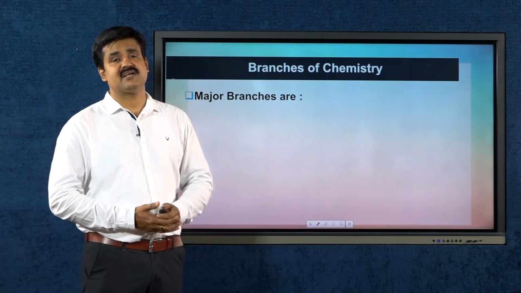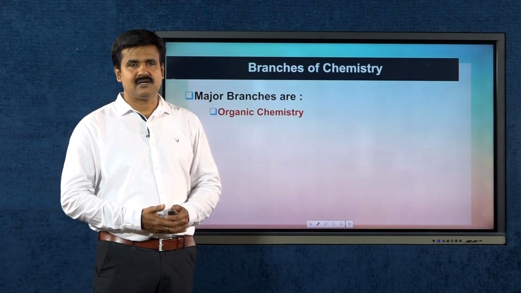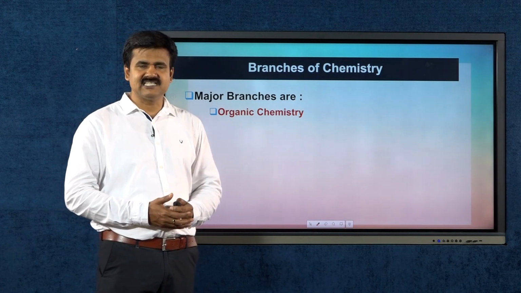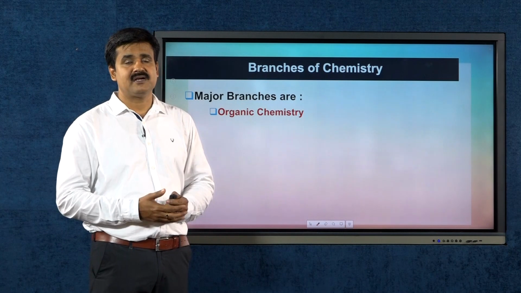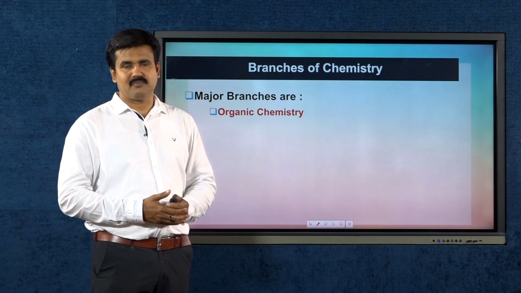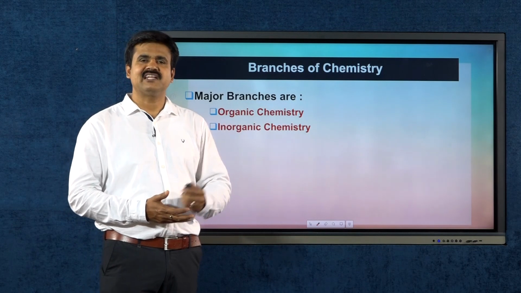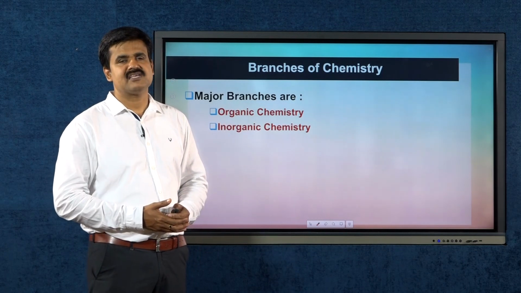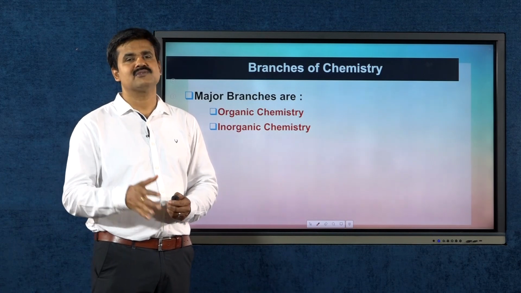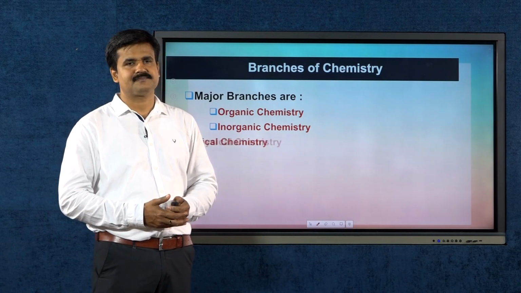The major branches in chemistry are organic chemistry. As you know, organic chemistry deals with the compounds of carbon, the study of the properties of carbon and its compounds. Now, another branch is inorganic chemistry. Here we are discussing simple inorganic molecules, complex inorganic molecules, coordination complexes, etc.